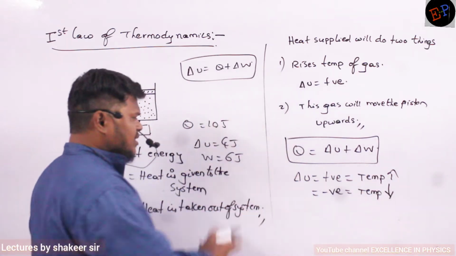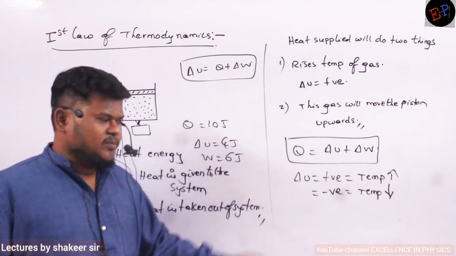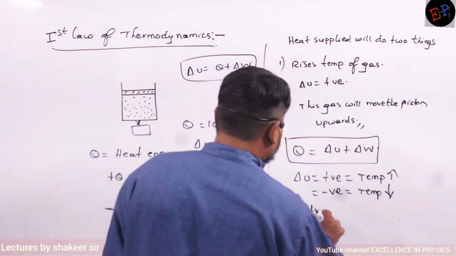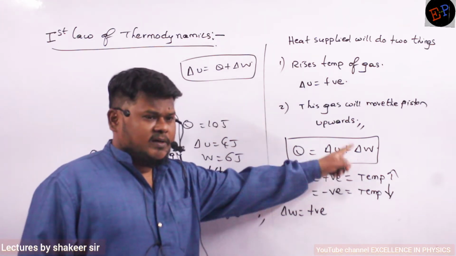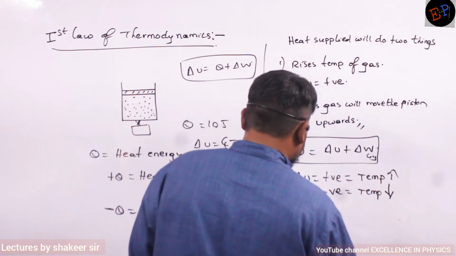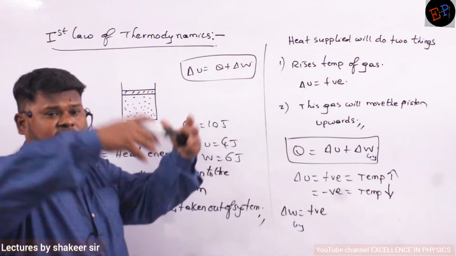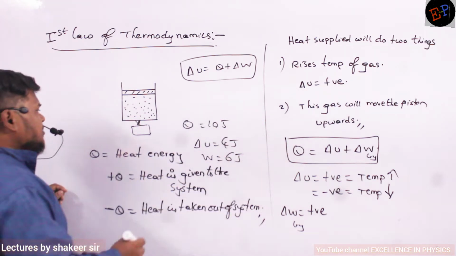So these are the sign conventions. You should remember these sign conventions very, very carefully. Are you able to understand? Similarly, delta W is positive, work done by the gas. What is meant by delta W here? Work done by the gas. If it is positive, it means the system should expand, no? Already we have studied this in the first class.